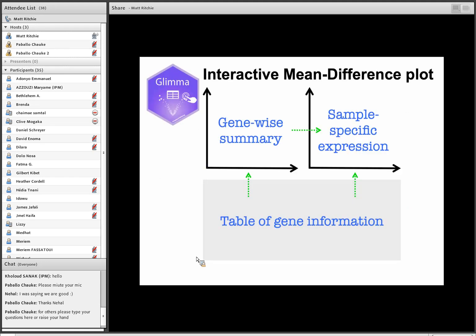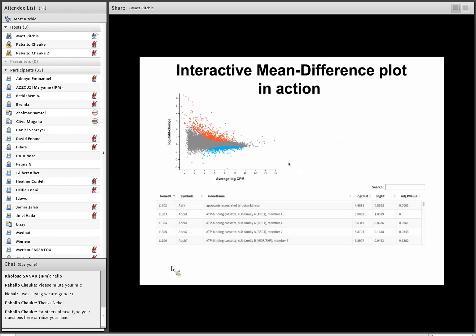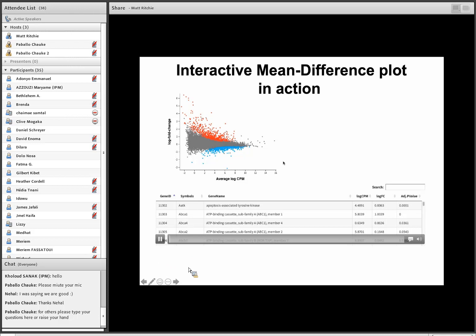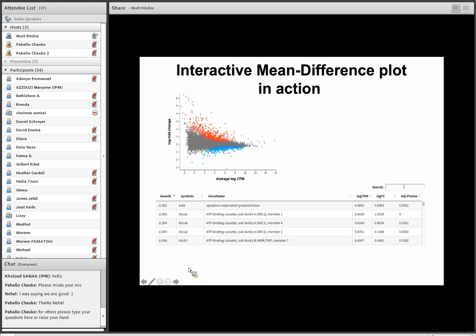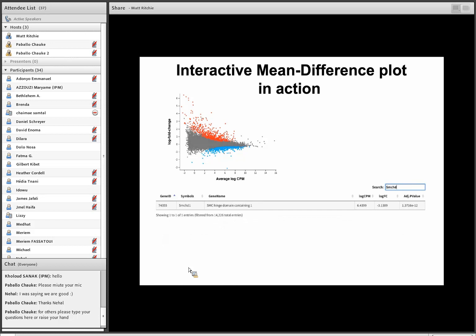The second interactive plot, which is really useful, is to really couple the gene level, the summary level data back to the sample specific data and the table of information that you send to researchers when you've done your differential expression analysis. So here's an example of that. What have we got here? How do I start this? Here we go. This is created by the glMDPlot function in Glimmer.